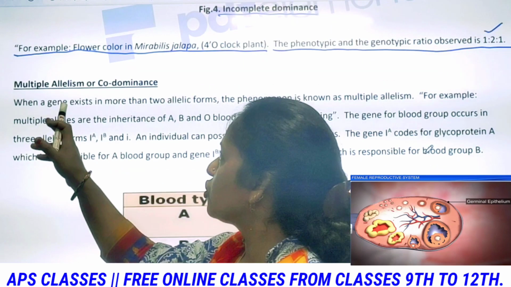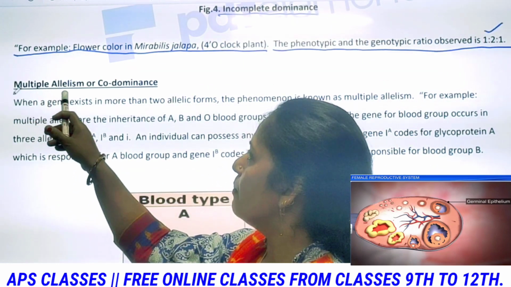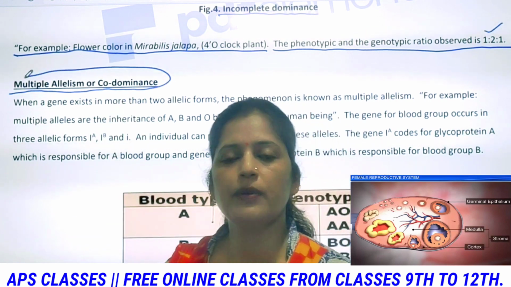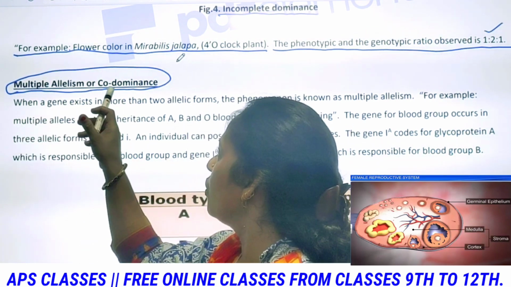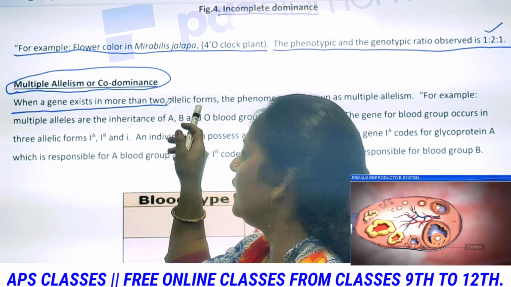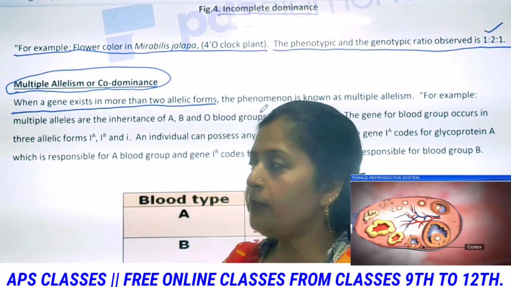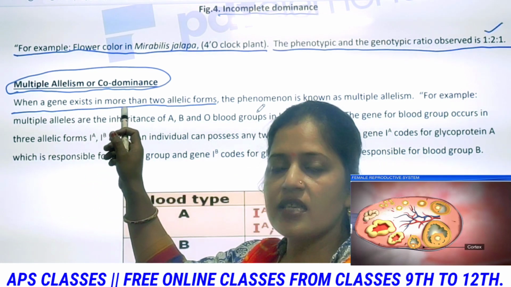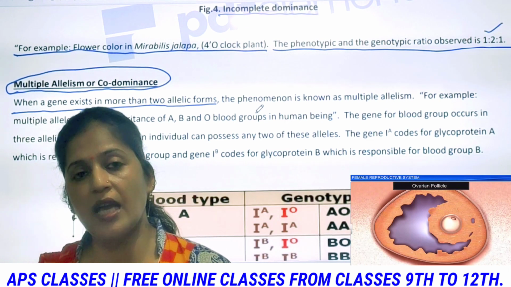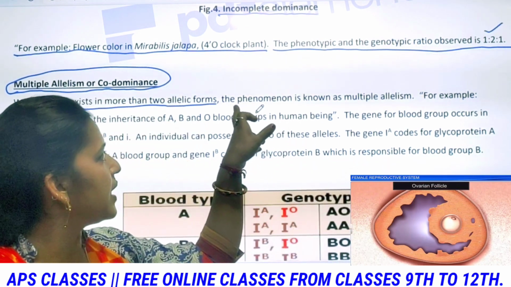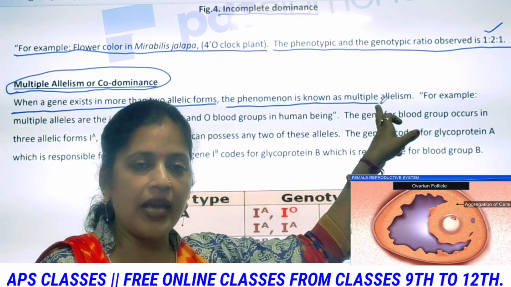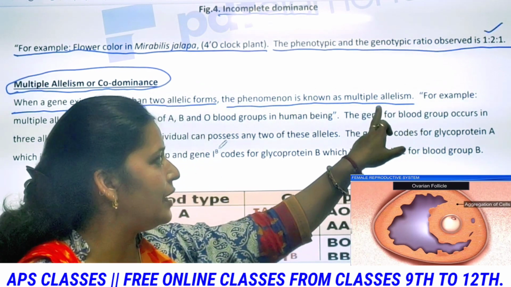Our next important topic regarding this chapter is multiple allelism or codominance. Multiple allelism as well as codominance. When a gene exists in more than 2 allelic forms, when any gene of ours exists in more than 2 allelic forms, that phenomenon is known as multiple allelism.